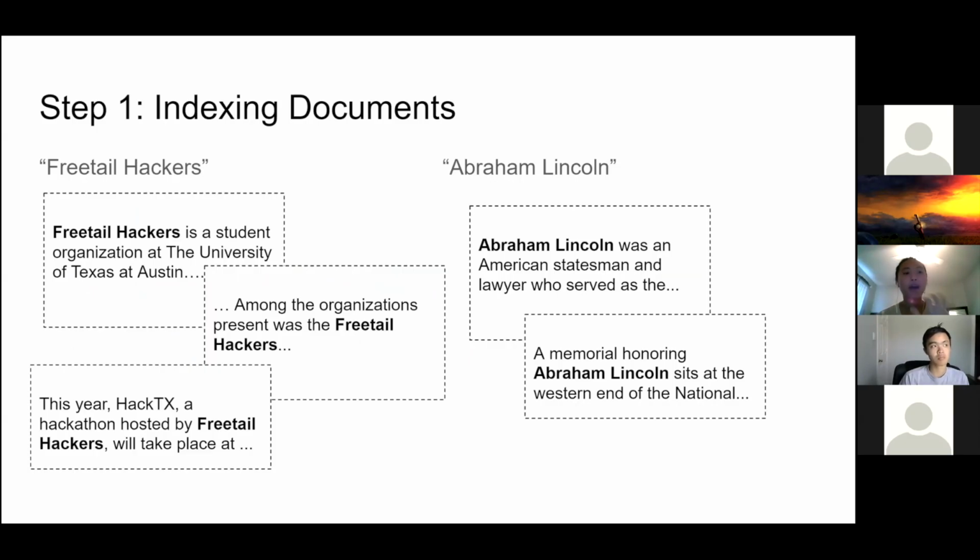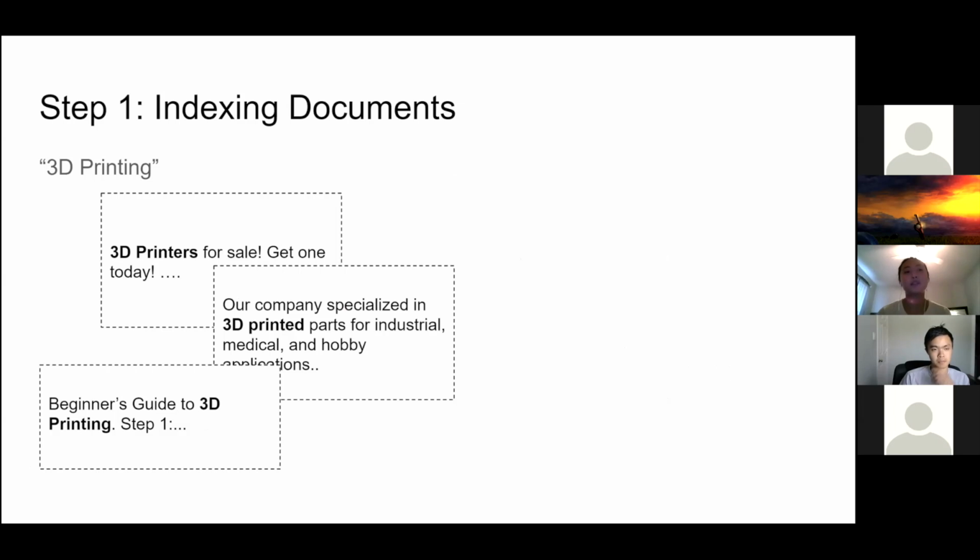So you would match the phrase Freetal hackers in all of these documents, or match Abraham Lincoln in all of these documents, etc. Obviously, it can get a little bit more complicated. For example, if you go to any popular search engine and search for 3D printing, it's going to match on terms that don't always have the same stem. So it'll match on 3D printers or 3D printed, or different variants of that.